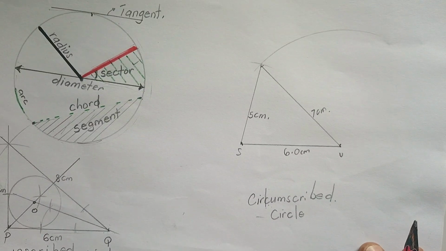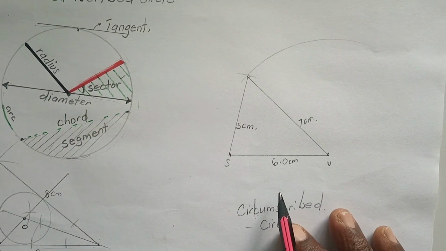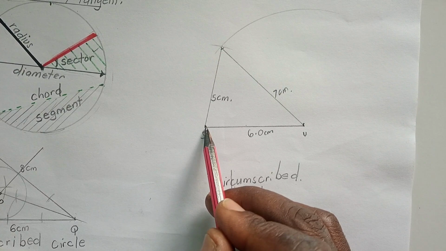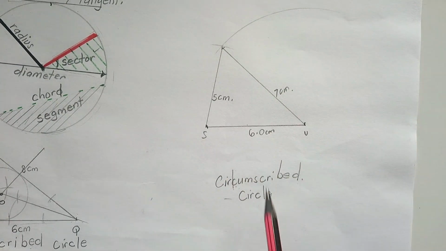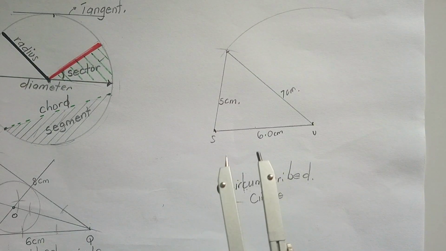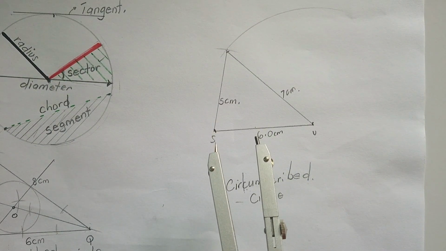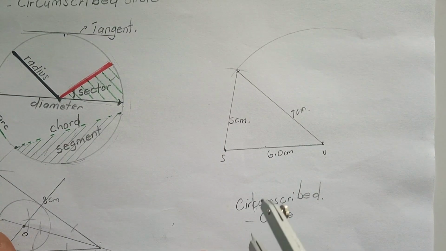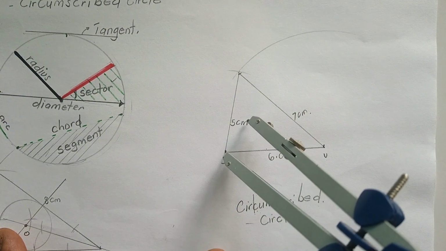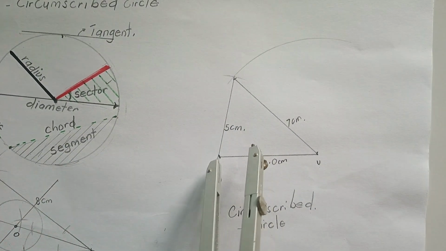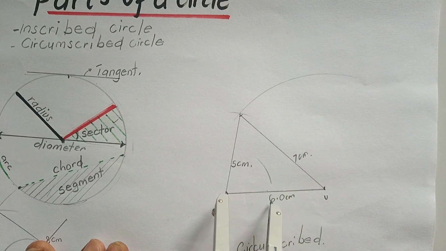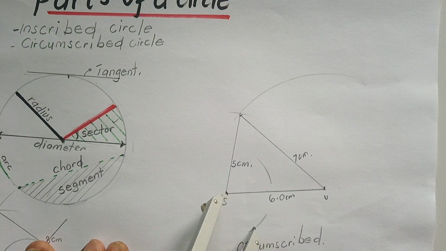How do we do it? We are going to construct a perpendicular here as U. We construct a perpendicular. How do we construct it? We adjust to some reasonable level our pair of compass, and then stand here. I increase it a little bit. I strike an arc there and another arc down there.